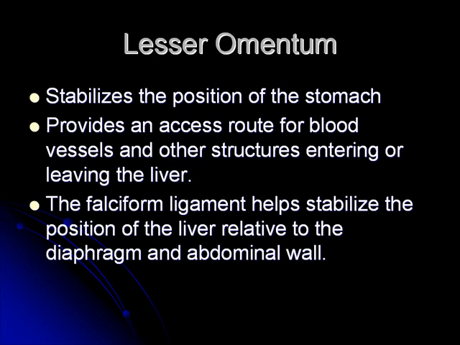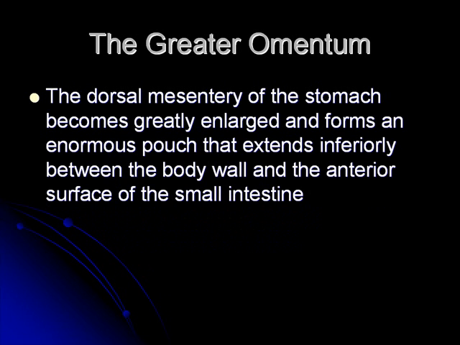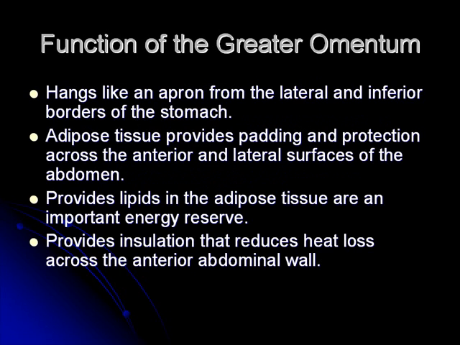Now, the role of the lesser omentum. It stabilizes the position of the stomach. It provides an access route for blood vessels and other structures entering and leaving the liver. The falciform ligament helps stabilize the position of the liver relative to the diaphragm and the abdominal wall. The greater omentum, or the dorsal mesentery of the stomach, becomes greatly enlarged and forms an enormous pouch that extends inferiorly between the body wall and the anterior surface of the small intestines.